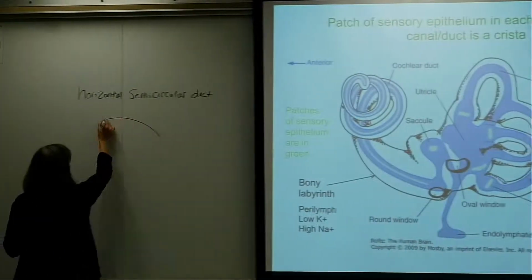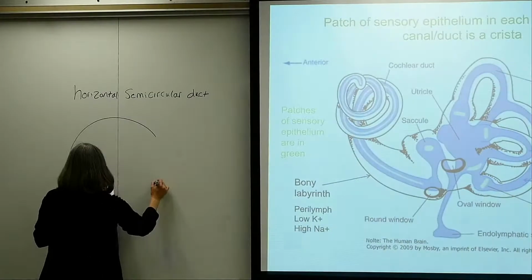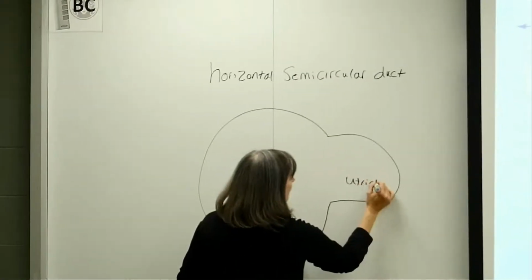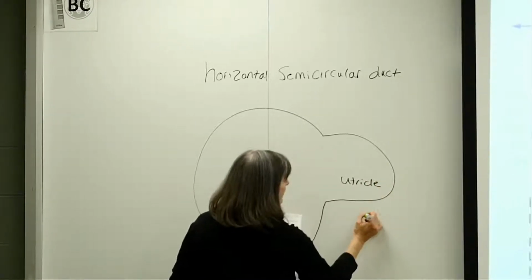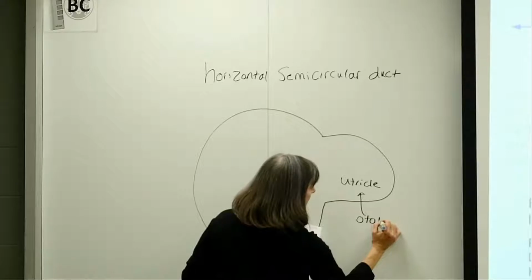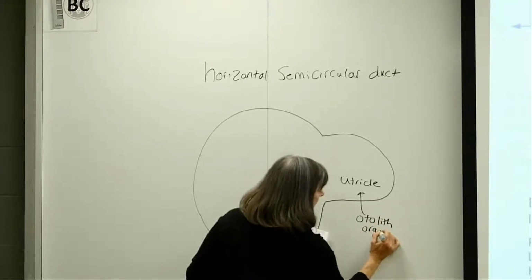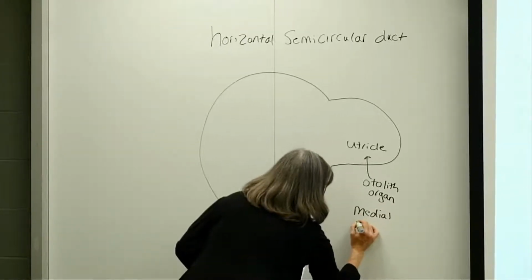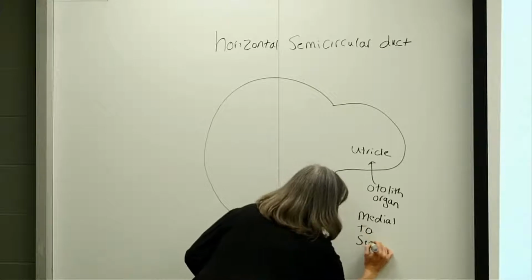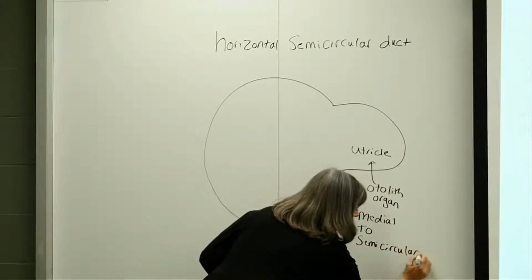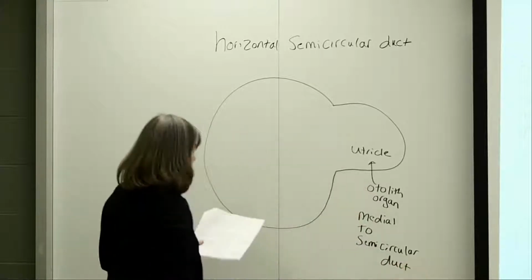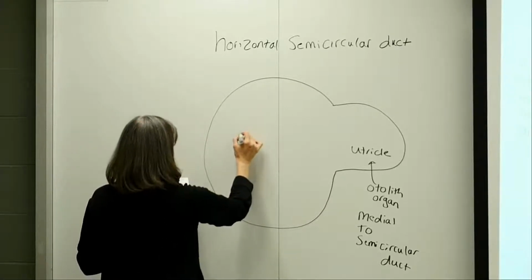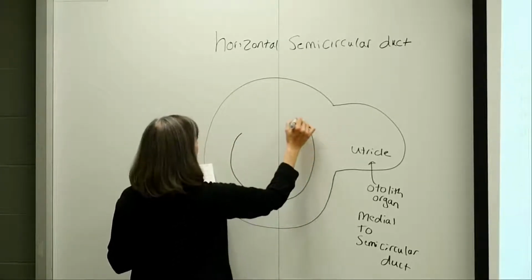Okay, so we have a semicircular canal here. For reference, our utricle, which is not part of the semicircular canal, but that is, remember, an otolith organ, is medial to the semicircular canal that I'm drawing. So that's there for orientation. This is the actual semicircular duct here, and so we have something that looks a little bit like this.